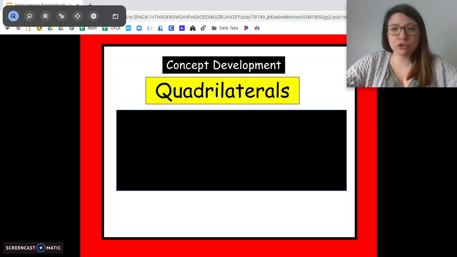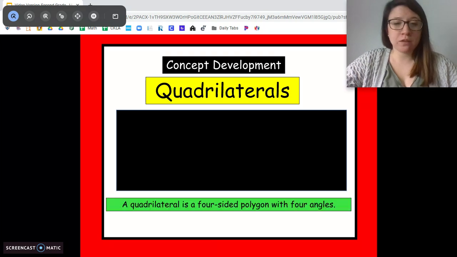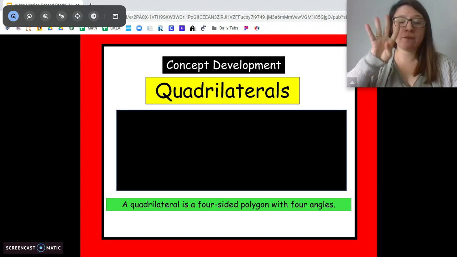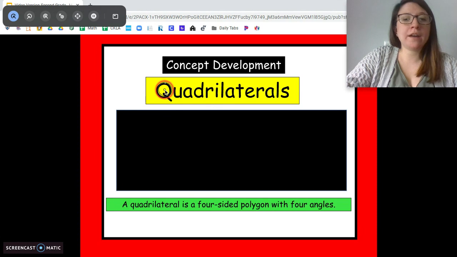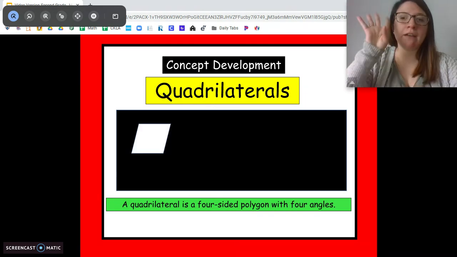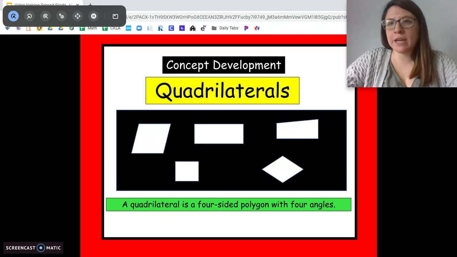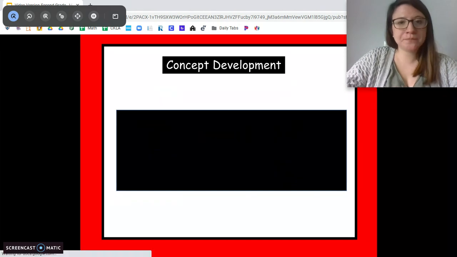Next, we have quadrilaterals. Go ahead and say that word. Quadrilaterals. A quadrilateral is a 4-sided polygon with 4 angles. This beginning part here, quad always means 4. So if you can remember that, you'll remember quadrilaterals have 4 sides, 4 angles. Again, they can come in all different shapes and sizes. As long as they have 4 sides, 4 angles, it's a quadrilateral.